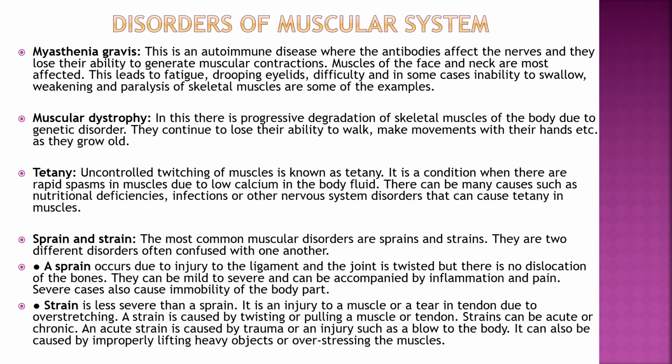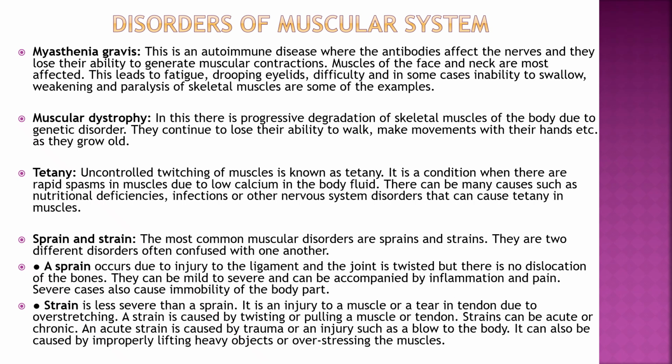It is a condition where there are rapid spasms in muscles due to low calcium in the body. There can be many causes such as nutritional deficiency, infection, or other nervous system disorder that can cause tetany in muscles. Sprain and strain, the common muscular disorders.